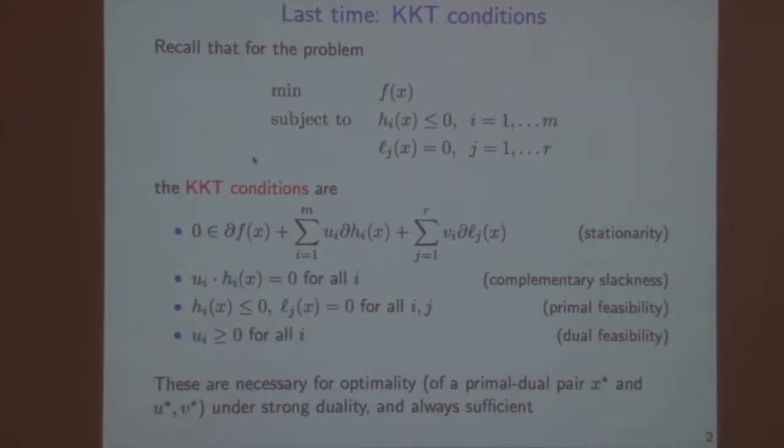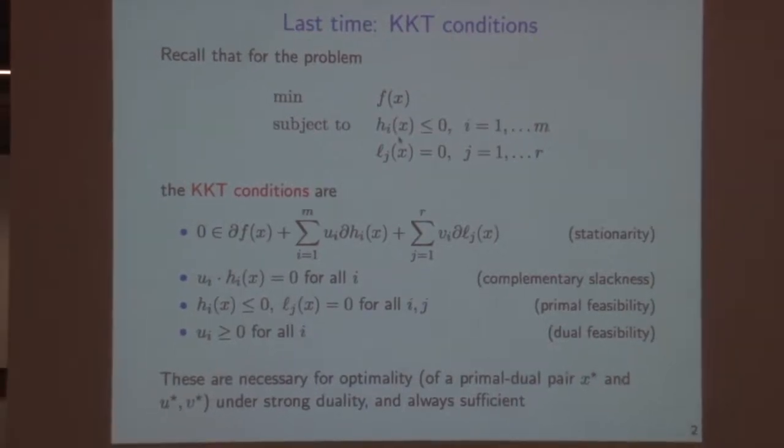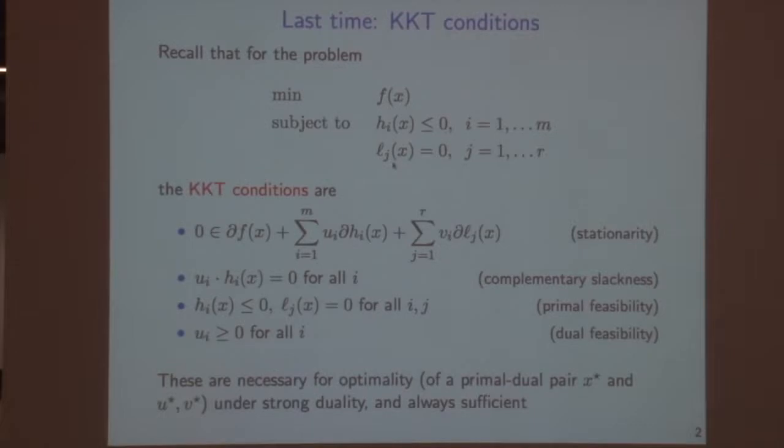The KKT conditions are a set of conditions that apply to the primal variable x and dual variables that are defined for each constraint. So we have one u_i defined for each inequality constraint, one v_j defined for each equality constraint. So the KKT conditions are conditions on x, u, and v all together. And they are stationarity, which says that if we form what's called the Lagrangian, and we take a subgradient of that quantity with respect to x, then we should have 0 as a subgradient. It's called the stationarity condition. It means that x minimizes the Lagrangian right at the pair u, v.